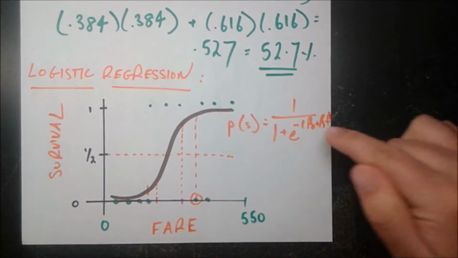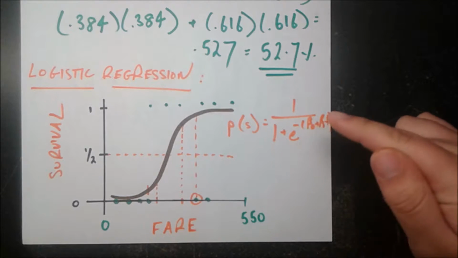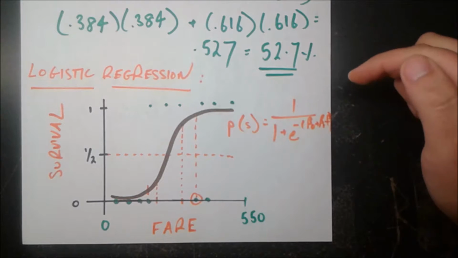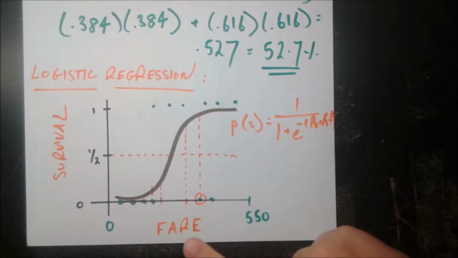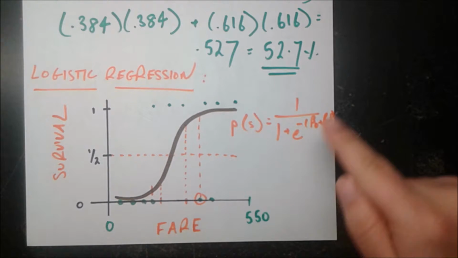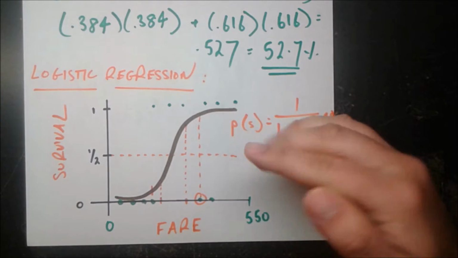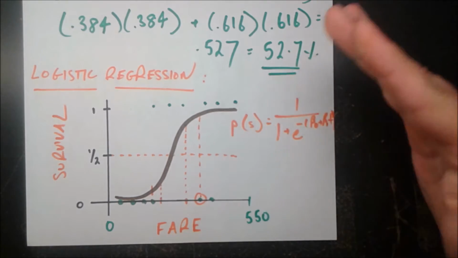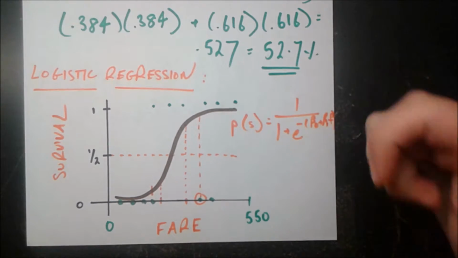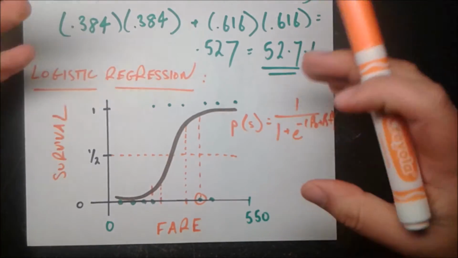Beta naught and beta 1 are the regression coefficients, which determine the shape of this curve. If we have beta naught and beta 1, we throw in the f, which is the fare, and this calculates the probability of survival. So remember, if it's less than 1/2, we say they didn't survive. If it's greater than 1/2, we say they did survive. And that's how logistic regression works.